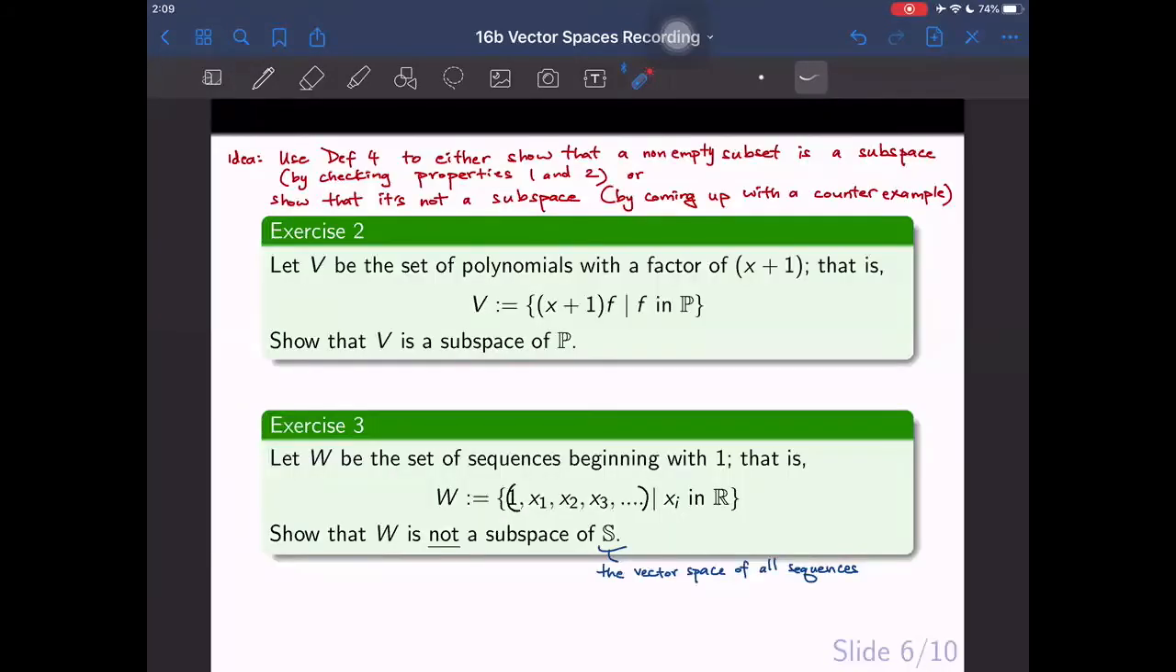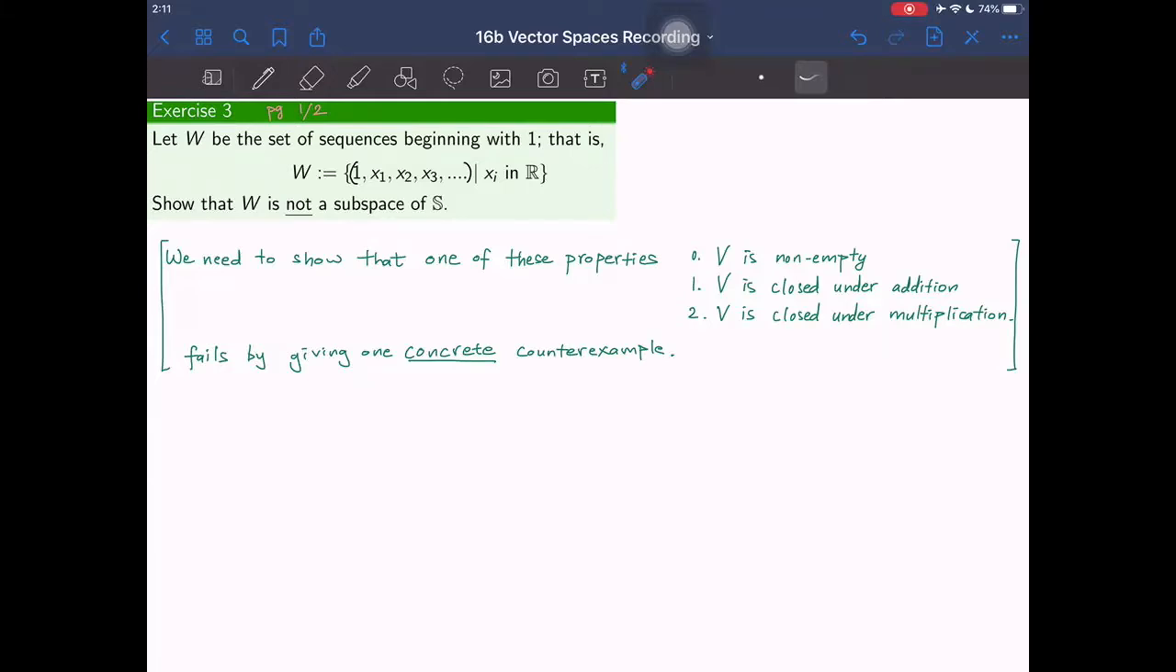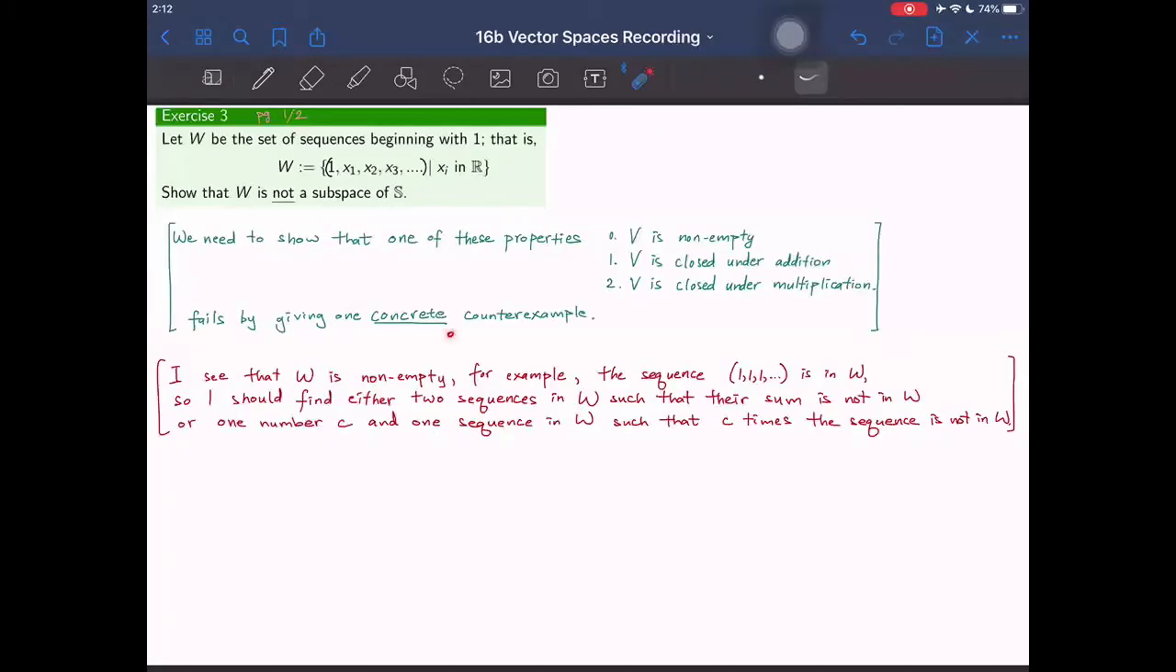Now let's look at exercise 3. Here we consider S the vector space of all sequences. Let W be the set of sequences beginning with 1. So I have a list of numbers where the first entry of that list should be 1, and then the other entries can be anything. We want to show that W is not a subspace of S. We need to show that one of these three properties fails by giving one concrete counterexample. You should be as specific as possible in your counterexample.